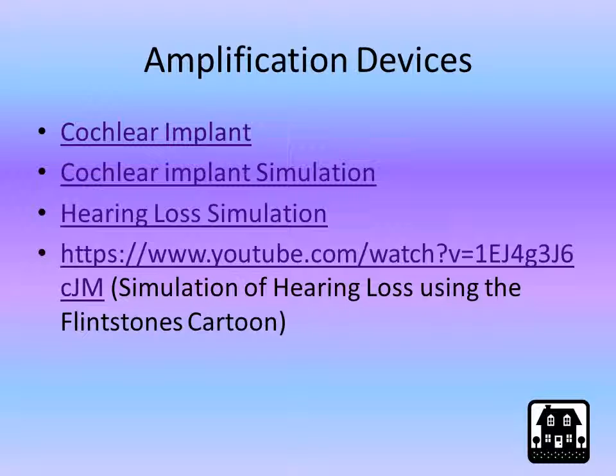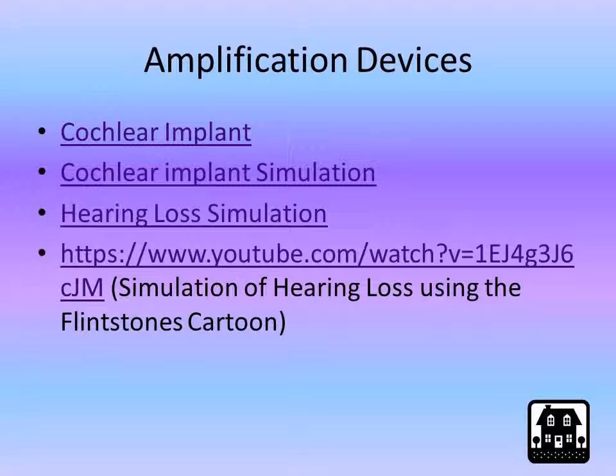And here we have our amplification devices. Our amplification devices tend to be a cochlear implant, which is used for children and adults who have a sensory neural loss in which the cochlea is not functioning properly. Cochlear implants involve a surgery in which a magnetic device is implanted in the head, and there's also an external device that, about 2 months after the surgery, is magnetically attached to the outside of the head.